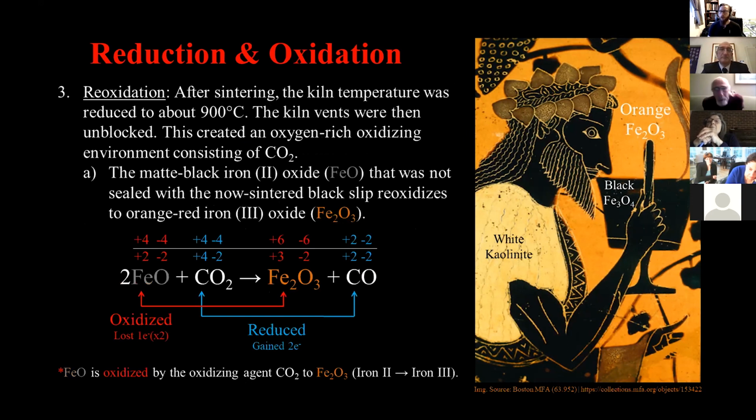So then in the final step, the reoxidation, they unblock those ports. They let oxygen flow back in, so it's no longer a smoky reducing environment. It's back to an oxidizing environment. So you can see here that the iron oxide that we had produced in the last step is going to reoxidize to Fe2O3, similar to our first step. And that's going to convert the matte black back to this orange background that we see. So this black color that we see was the magnetite that was produced in the oxidation step by the fusion of the slip that was applied to the pot. The orange is the Fe2O3 that we convert it back to.